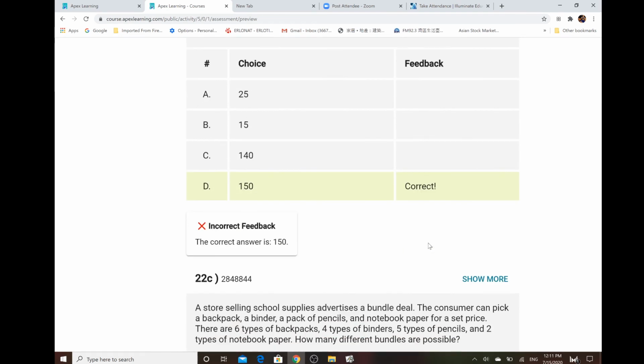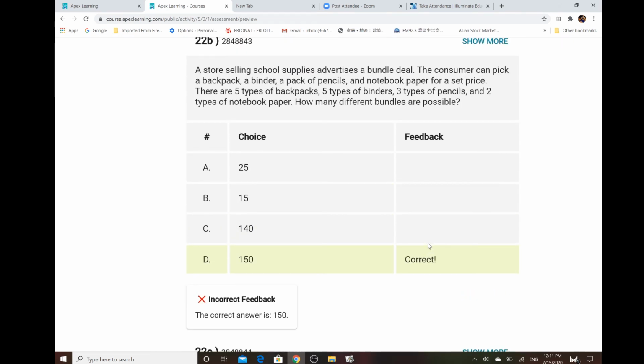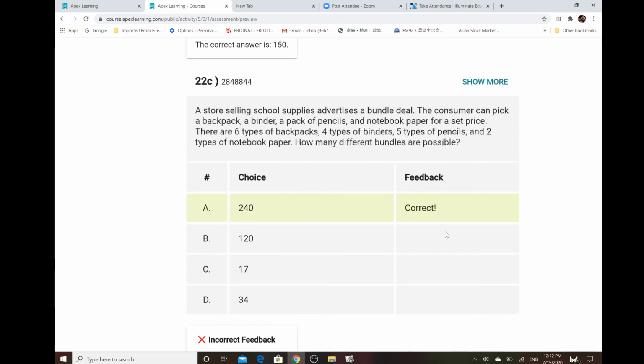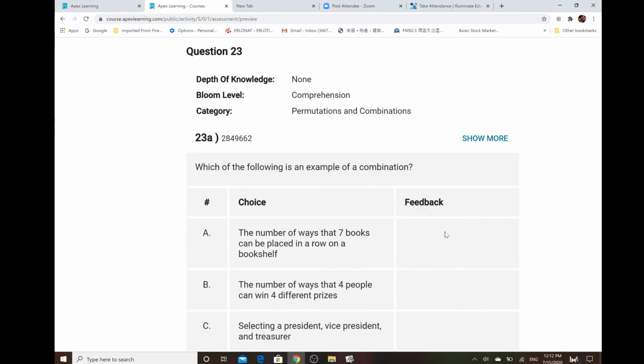And then the next one is quite similar, just multiply all those numbers together. So 5 times 5 times 3 times 2. 5 times 5, 25, times 3, 75, and then 75 times 2, 150. So 22C is quite similar.